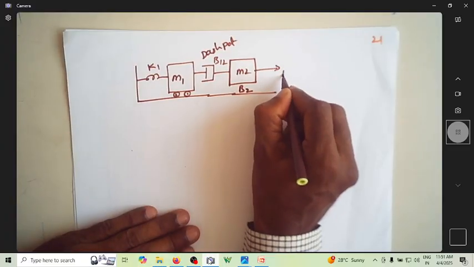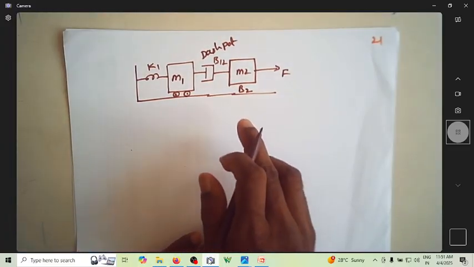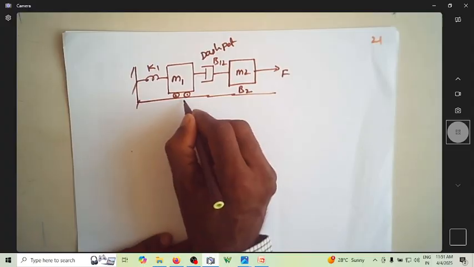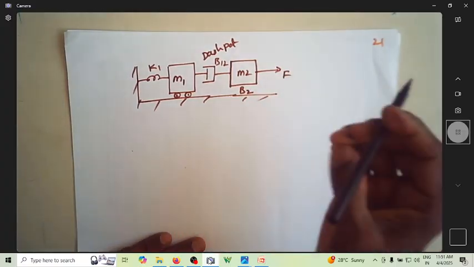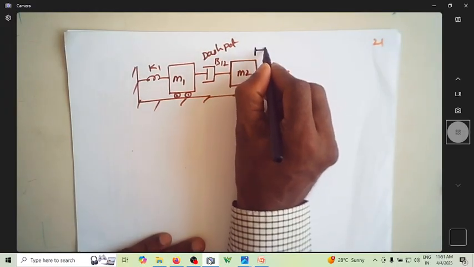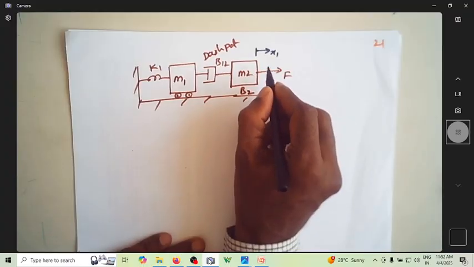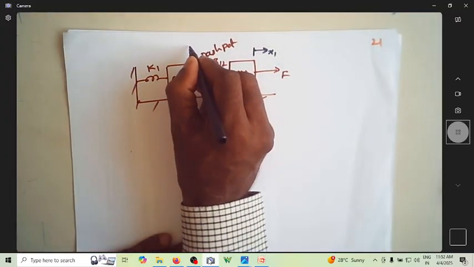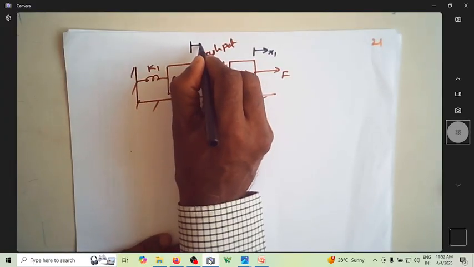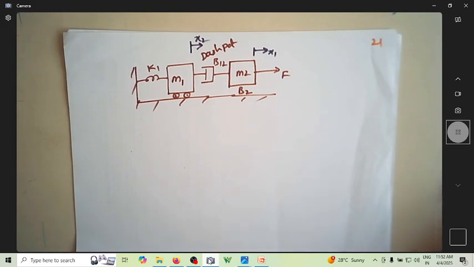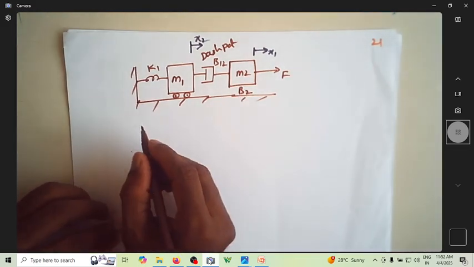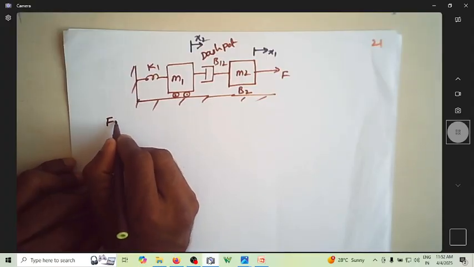Let me apply a force F here. Now this is your rigid surface. Because of this applied force, let us assume a displacement of x1 in the direction of the applied force. Let us consider one more displacement, another displacement x2. Before we start writing the equation, let us write a free body diagram.